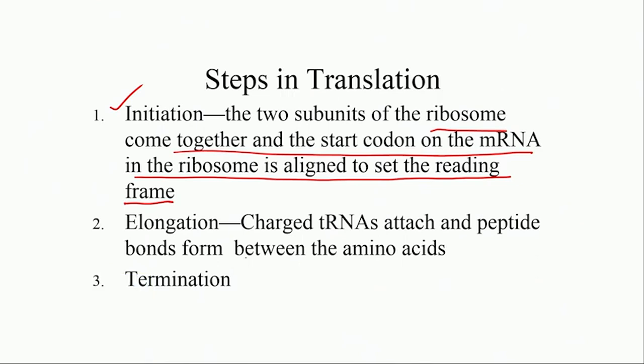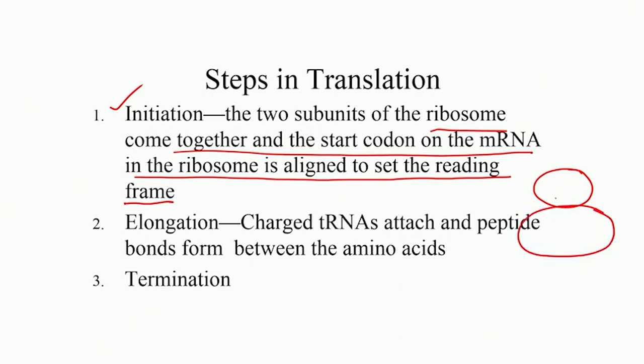Then once these are all there, that means you have the small subunit and the big subunit, and your messenger RNA is bound to the ribosome. Then it has to start now. So there must be a start.